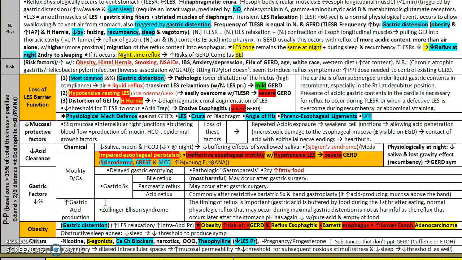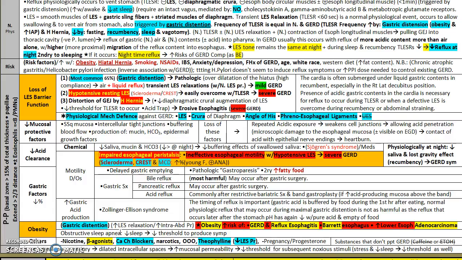Increased acid production, like in ZE syndrome. Of course, if the gastric acidic content of the stomach is increased tremendously, like in ZE syndrome, that will lead to harmful reflux events that might lead to esophagitis. Again, obesity, we said it's one of the main risk factors through gastric distension. Gastric distension will lead to increased LES relaxation and increased intra-abdominal pressure, and that will lead to GERD.